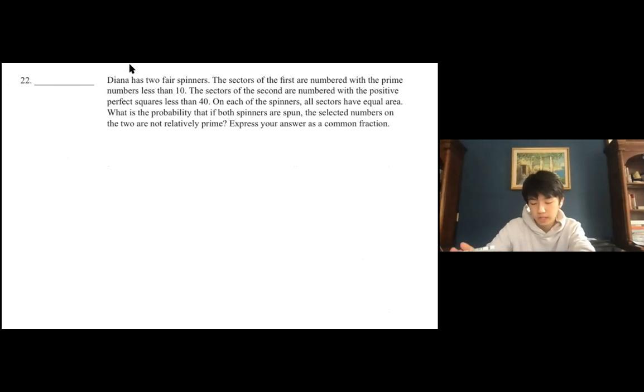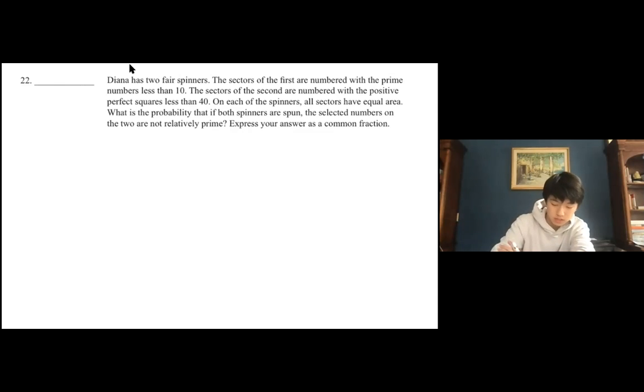What is the probability that if both the spinners are spun, the selected numbers on the two are not relatively prime? Express your answer as a common fraction. So first things first, we have to figure out what these sectors of these spinners look like, because we currently have no information about that.